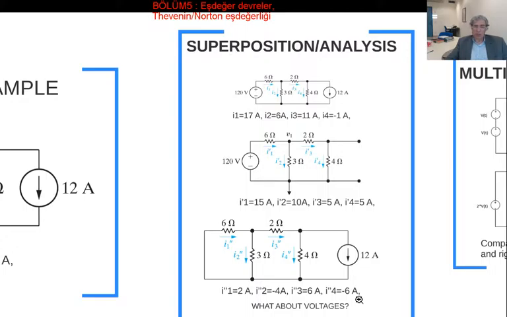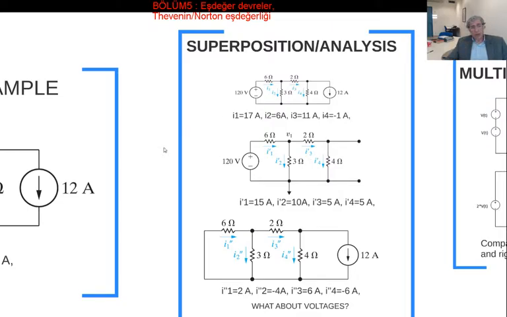Now what we are saying is, what we calculated in those two, sum them up, and you're going to end up with this. Let's do it for I1. Here I1 is 15 amp, and this I1 prime here is 2 amp. Addition of those two gives you 17 amp. Here you are. So this is called the superposition theorem.